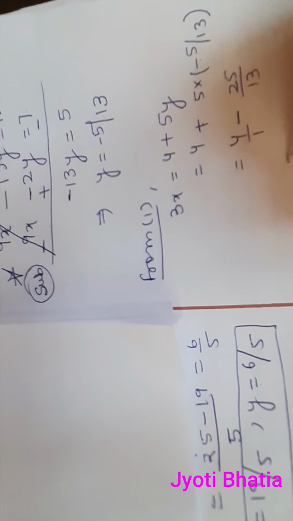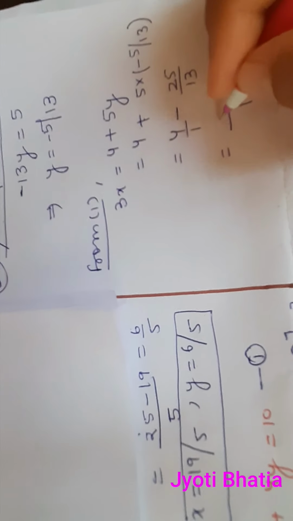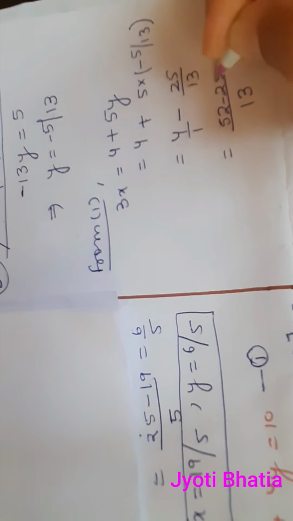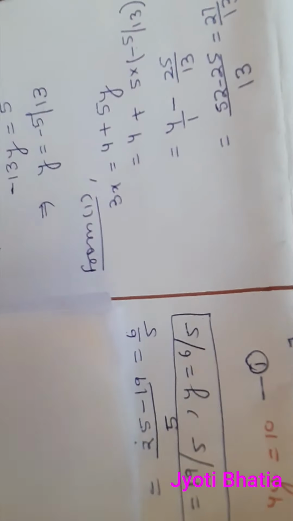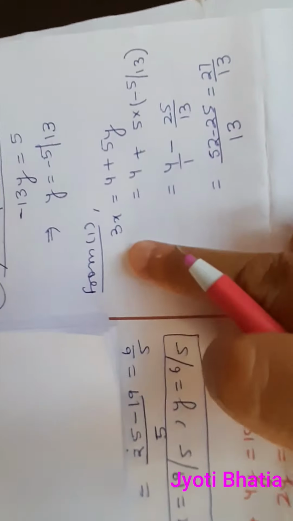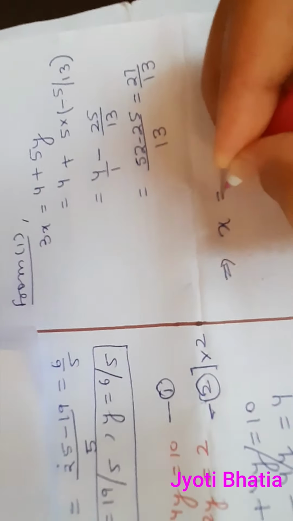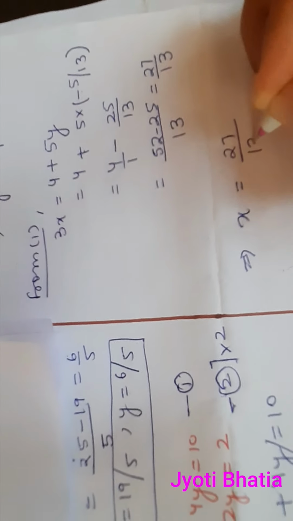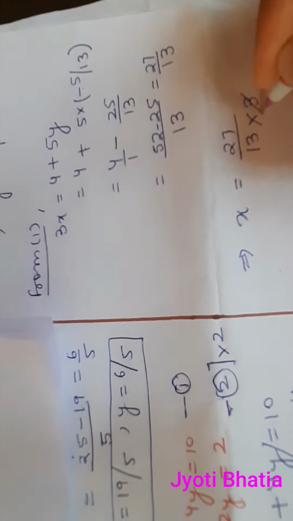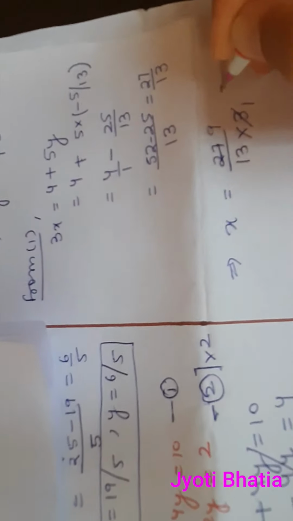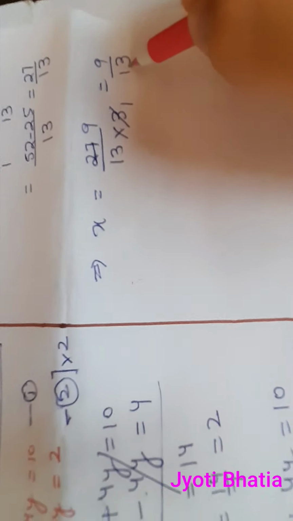4 can be put as 4 by 1. Taking LCM 13, 4 13s are 52 minus 25, which is 27 upon 13. Right? But this is the value of 3x. So to find x, divide by 3, this 3 will come in the denominator here in the table of 3. So you get 9 upon 13. This is the value of x.